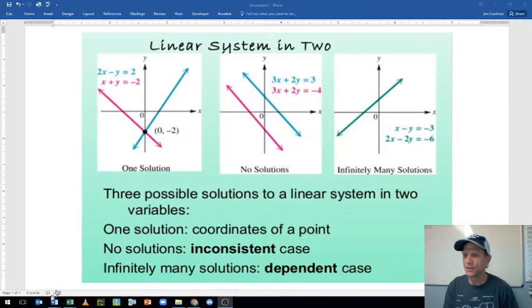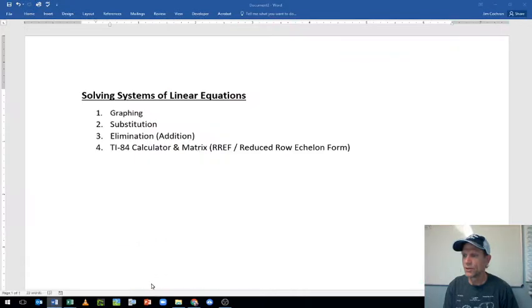And then we were talking about in a previous video that you're going to learn these four different methods of solving systems of linear equations. Most of you will probably adapt to the fourth method using your TI-84 once you've learned these other three methods, but you are responsible for being able to do all four of these methods. Okay?